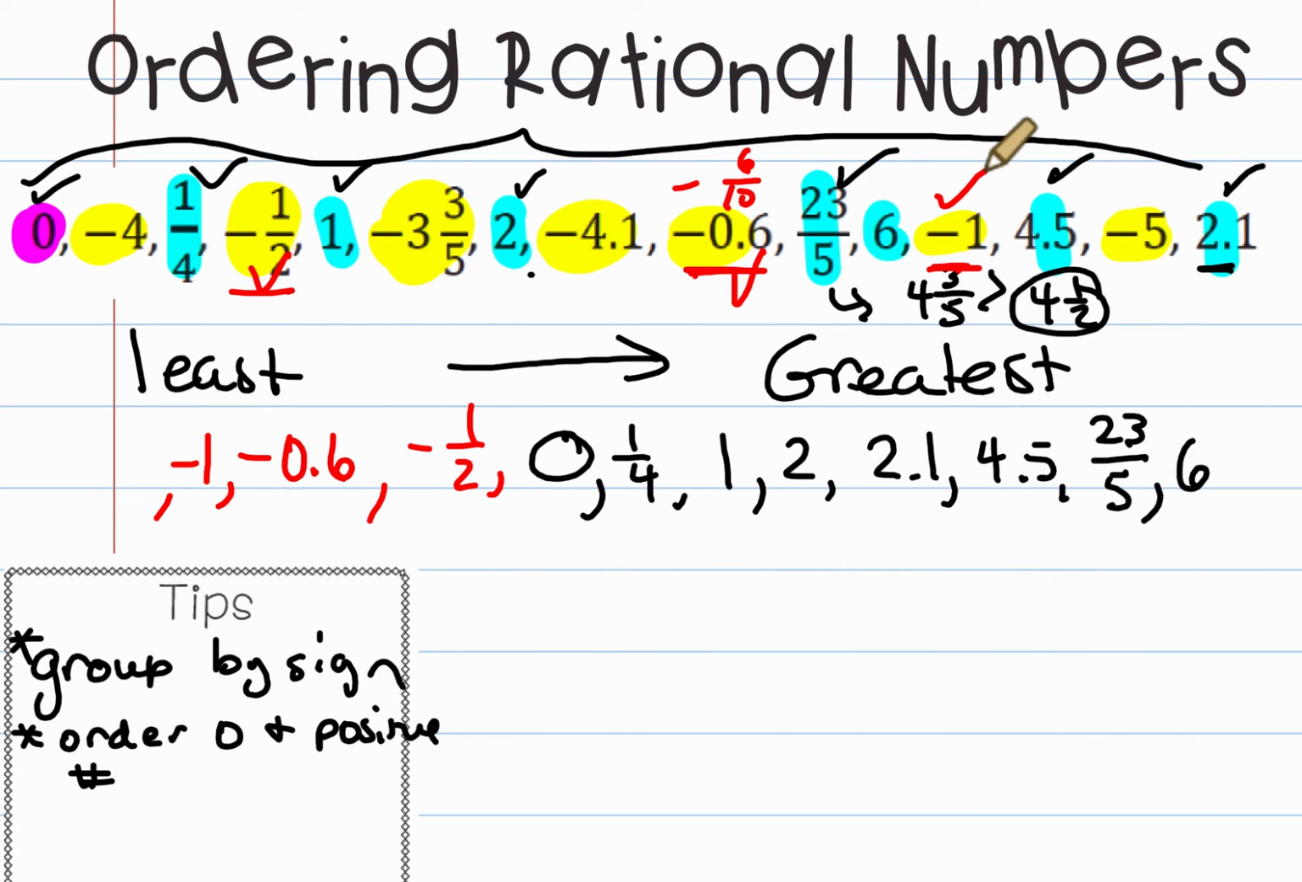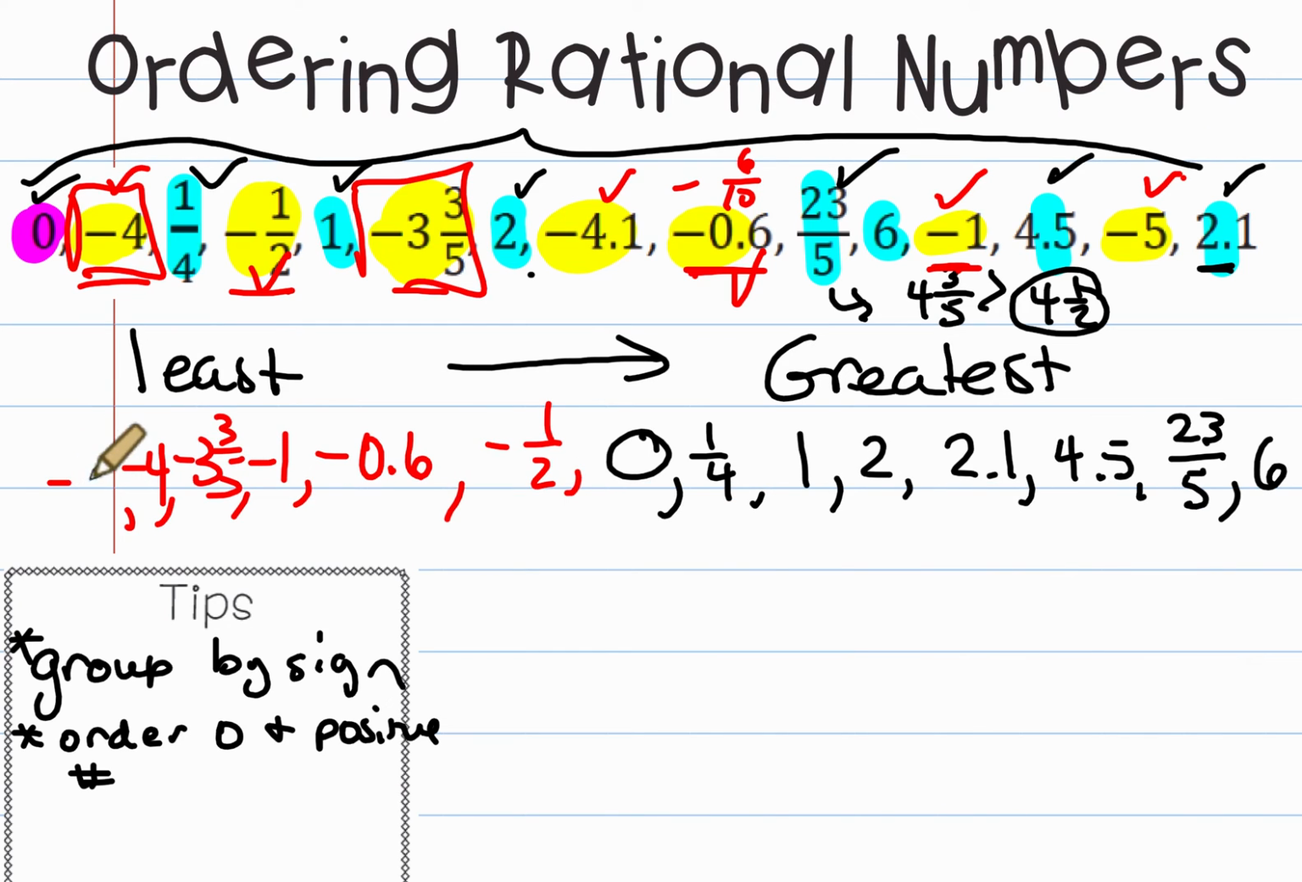And then next would be one of those two. Which one? Well, -3 3/5 would come before -4. So we have -3 3/5, -4, and then, oops, not negative. Then we have -4 1/10, and then we have -5. So the numbers in order from least to greatest would be -5, -4 1/10, -4, etc.